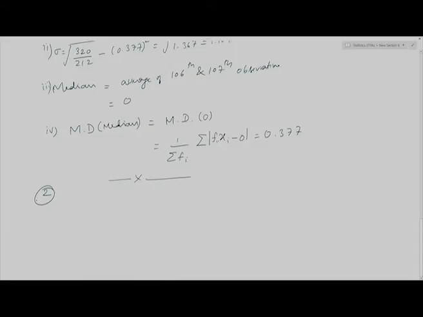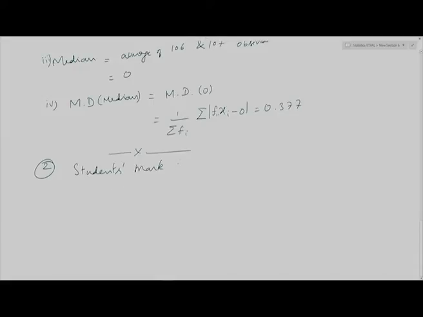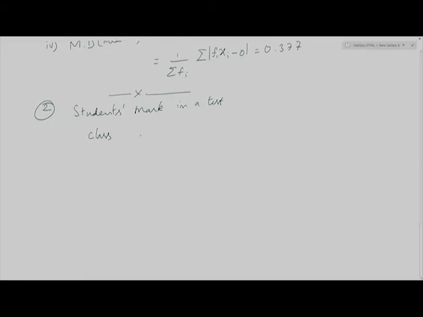Here we have a grouped data. I have the marks of students in a classroom in a particular test. Let us take this data. There is the class range, that is the marks, and the frequency, that is the number of students.